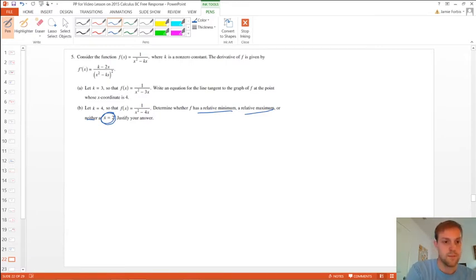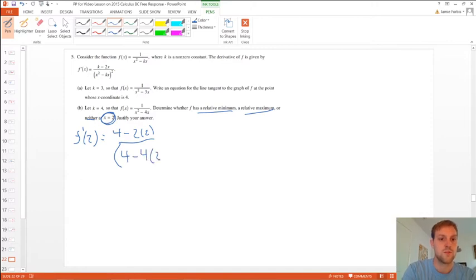So let's start by finding f prime of 2. If I plug 2 in for x and 4 in for k, I get 4 minus 2 times 2, over x squared, which is 4, minus kx, which is 4 times 2, quantity squared.